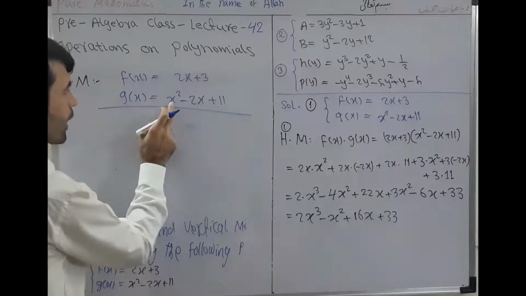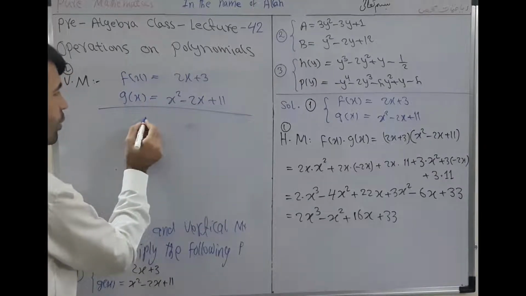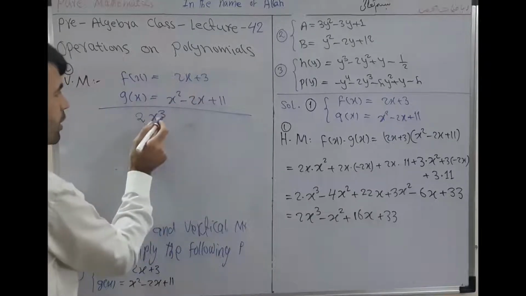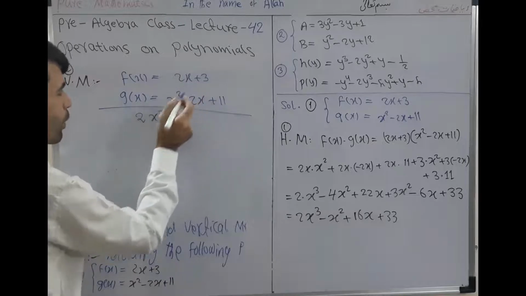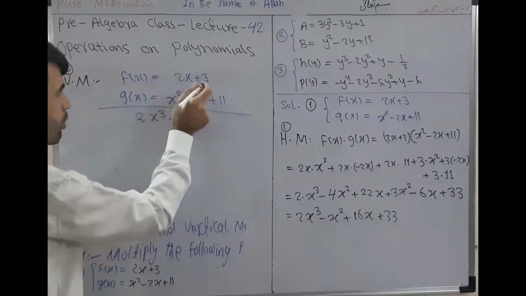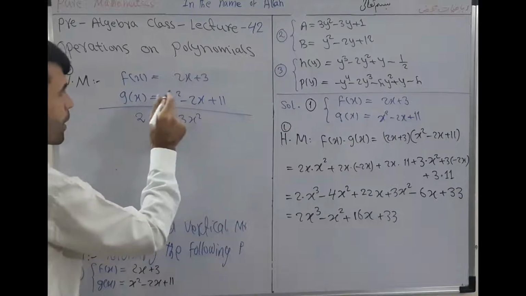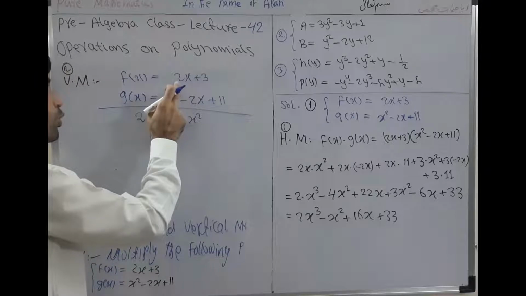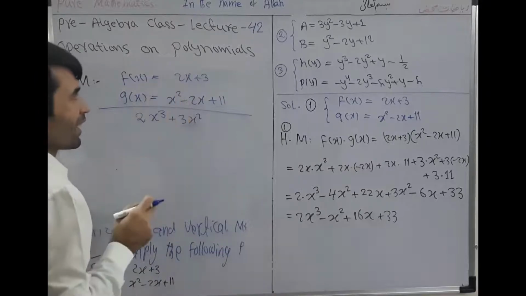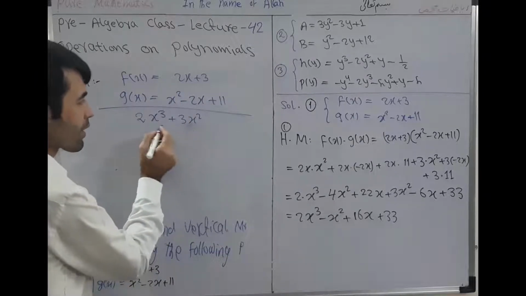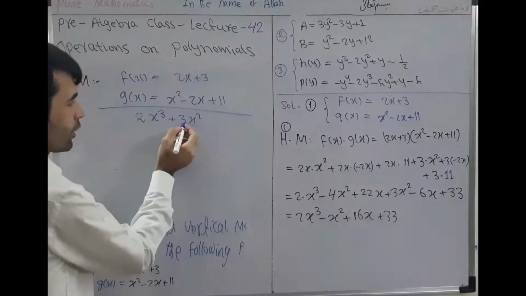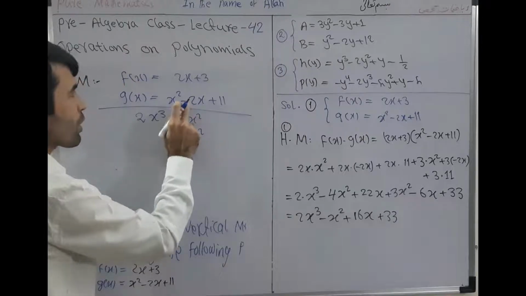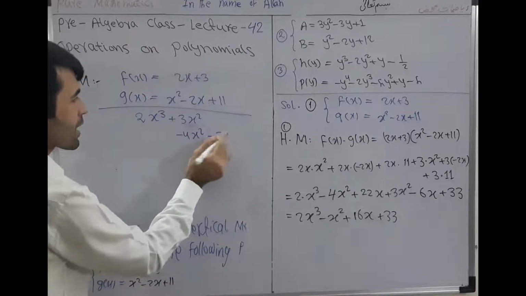First we want to multiply x squared by 2x. It is equal to 2x cubed. Plus x squared multiplied by 3, 3x squared. Now x squared finished, second one minus 2x. Minus 2x multiplied by 2x, minus 4x squared. We have to write under the like terms. Minus 4x squared. Minus 2x multiplied by 3, minus 6x.